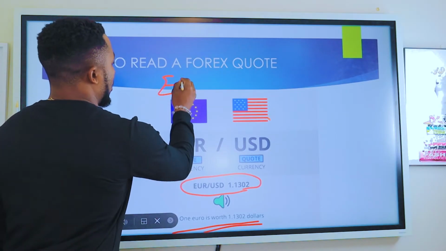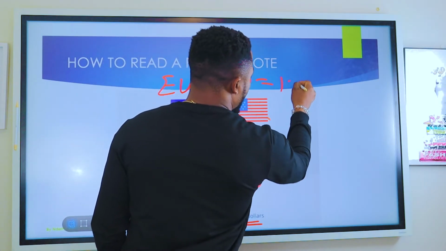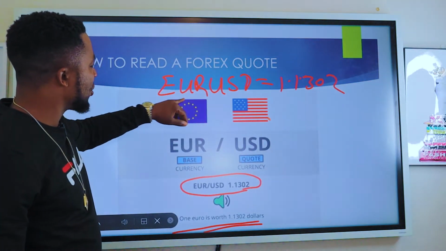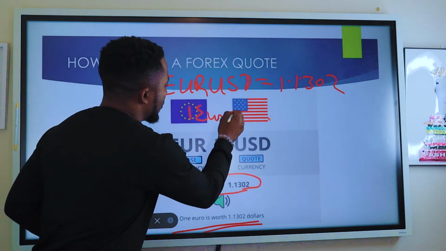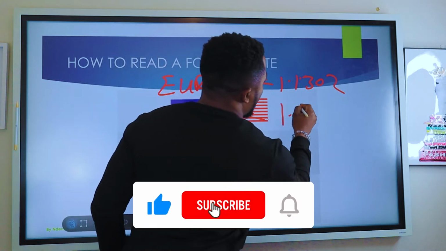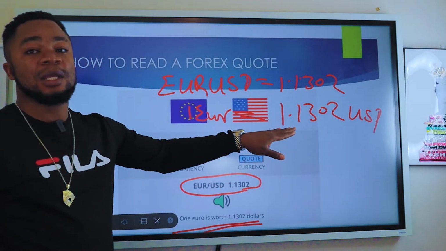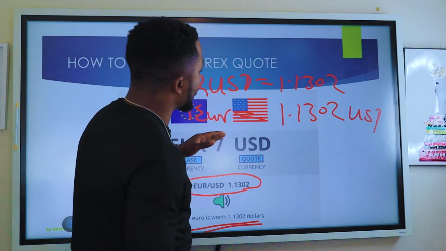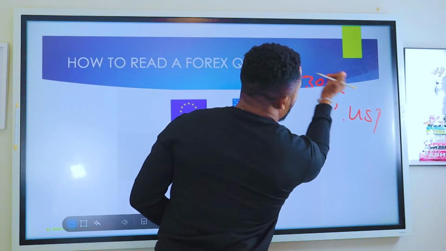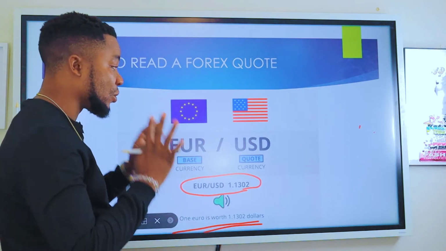We're talking about Euro USD, where the exchange rate, or the quote, is 1.1302. So for you to be able to buy €1, one euro is equal to 1.1302 US dollar. That's the simplest way you can read this quote. €1 is equal to 1.1302 US dollar, meaning the United States dollar is weaker than the euro. That's how you read any quote.